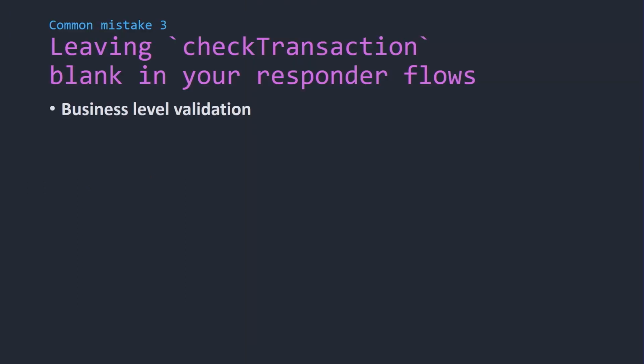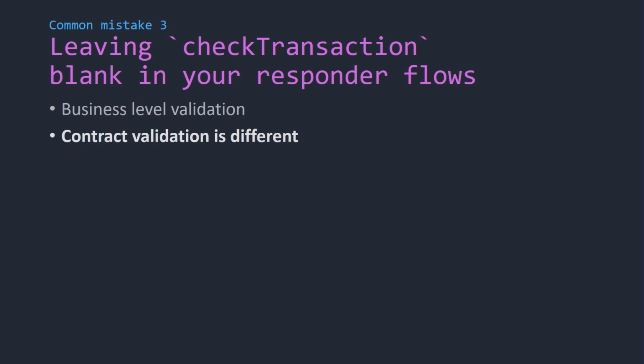So the third common mistake is leaving check transaction blank in your responder flows. This is for business level validation. This is completely different to contract validation. Contract validation checks that your states are being used correctly at a general level, not enforcing your rules. Business validation is checking rules that are important to you, your business.